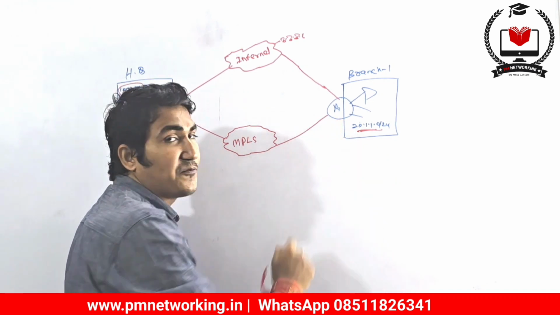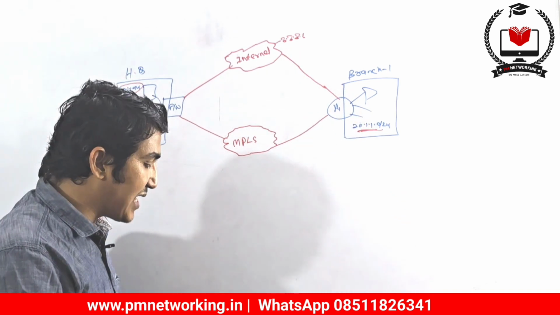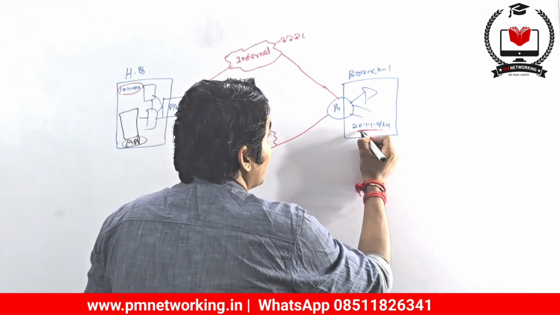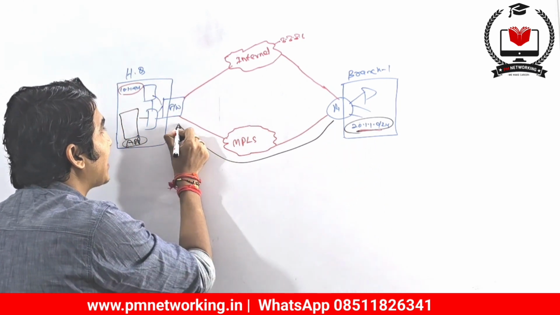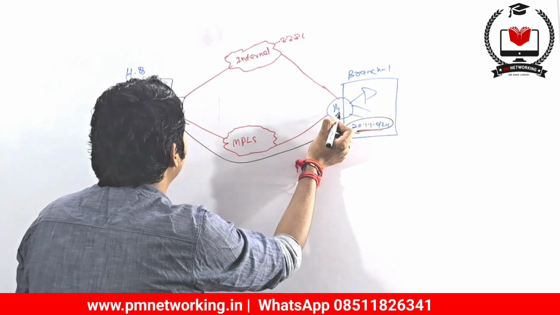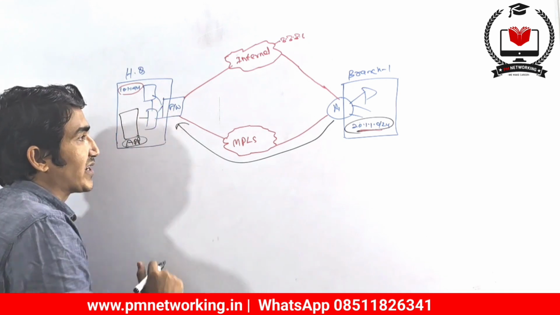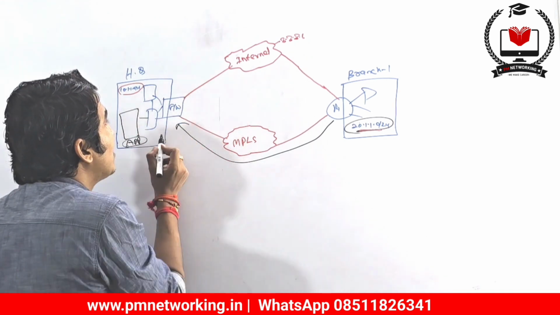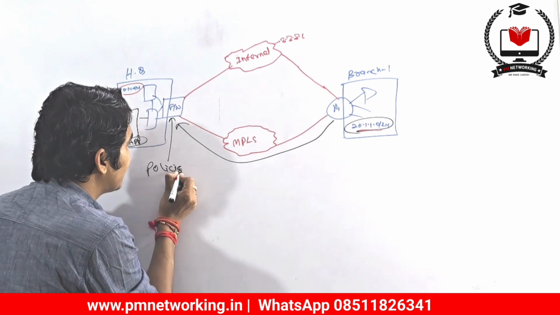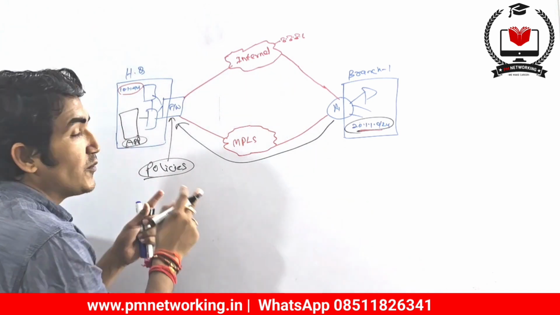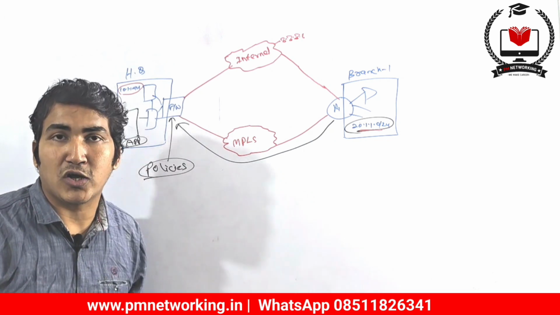Either here I can place one firewall so that my branch users can access the internet directly. Otherwise, your branch users from this subnet can access the internet via headquarter, right? This router will forward traffic to MPLS, MPLS will forward traffic to the firewall at the headquarter. This firewall is going to check policies, whether you are allowed to reach the internet, whether you are allowed to use that service or not, right?